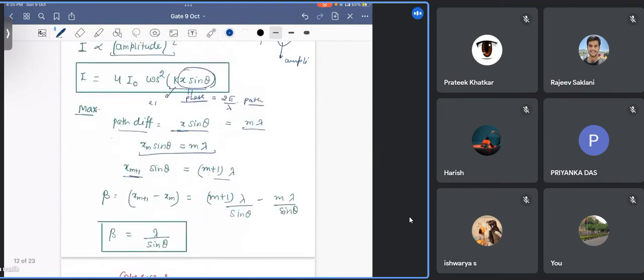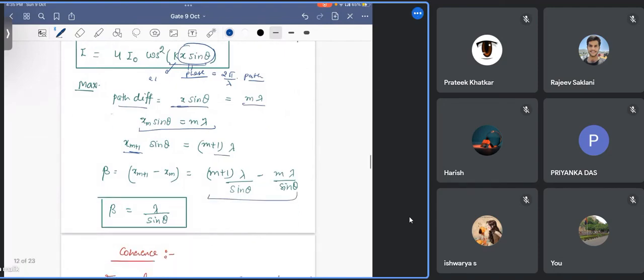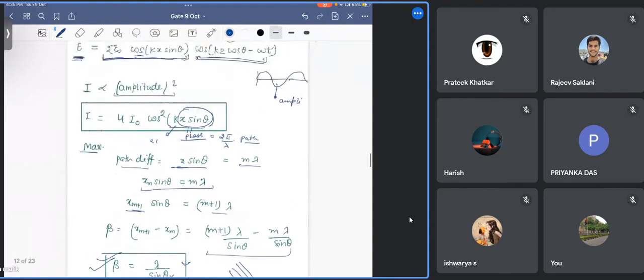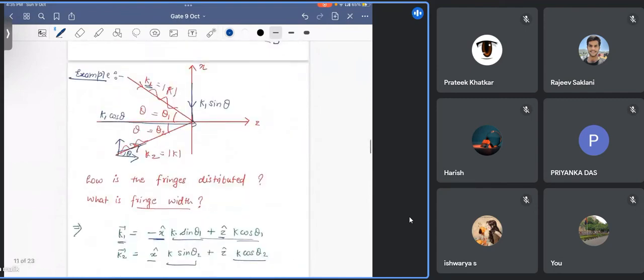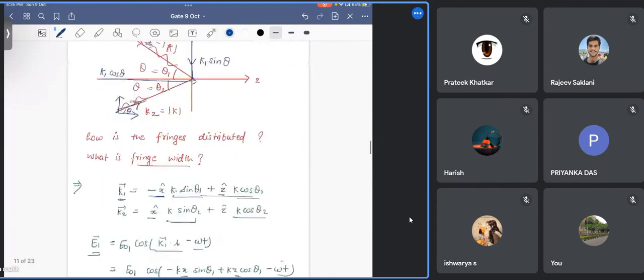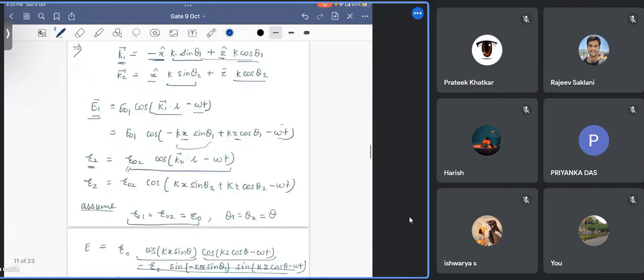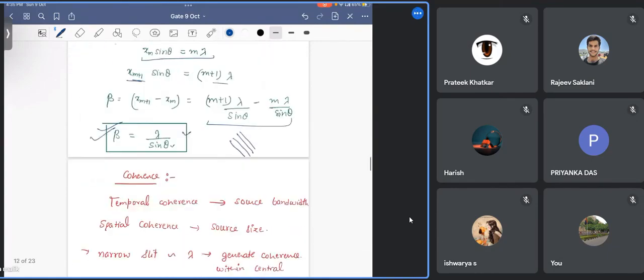And the fringe width beta is x(m+1) minus x(m); we just subtract these two terms, and this is the fringe width. Now fringe width will become a function of lambda by sin theta. So this time your fringes are not a straight line, they are at an angle, something like this. So this is the case. This is interesting. Till now it hasn't come in the GATE exam, but no one can stop it from coming.